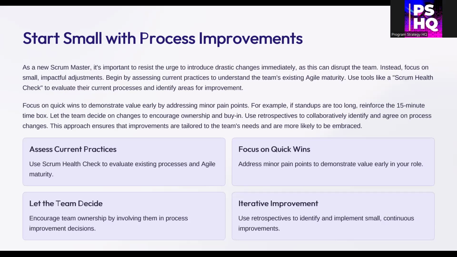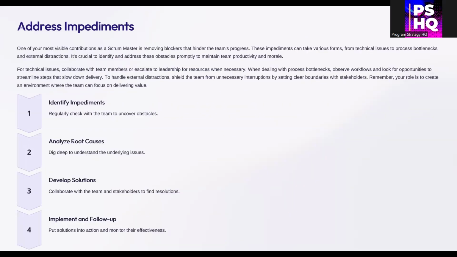Now, speaking of keeping things rolling, let's talk about how to remove these pesky roadblocks that can slow the team down. As a Scrum Master, you're the team's first line of defense against impediments, these sneaky blockers that derail progress. Whether it's a technical issue, a process bottleneck, or external distractions, your job is to identify and eliminate them.